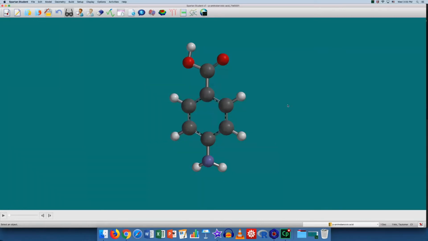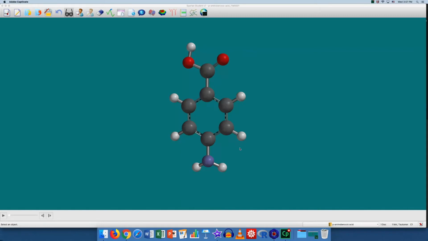Now, what does that tell us? What does a lower energy value mean? It means that this is a more chemically stable molecule configuration for PABA, and therefore these two hydrogens have less steric hindrance than they did before.